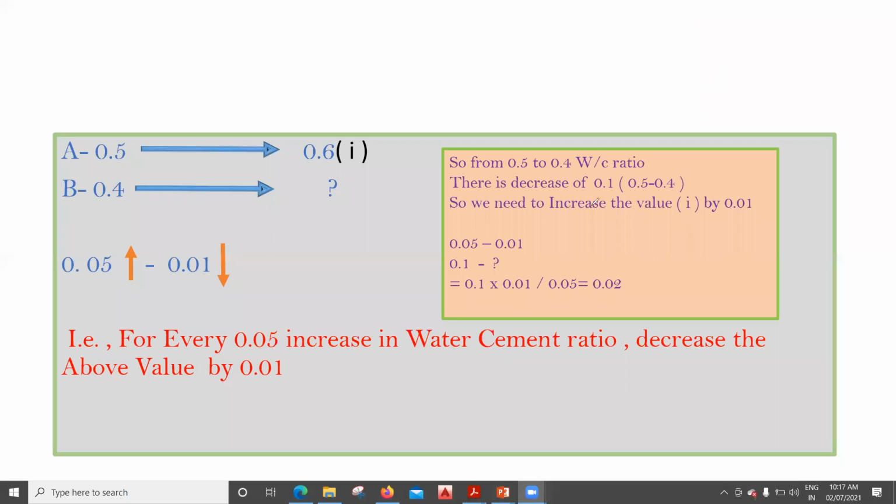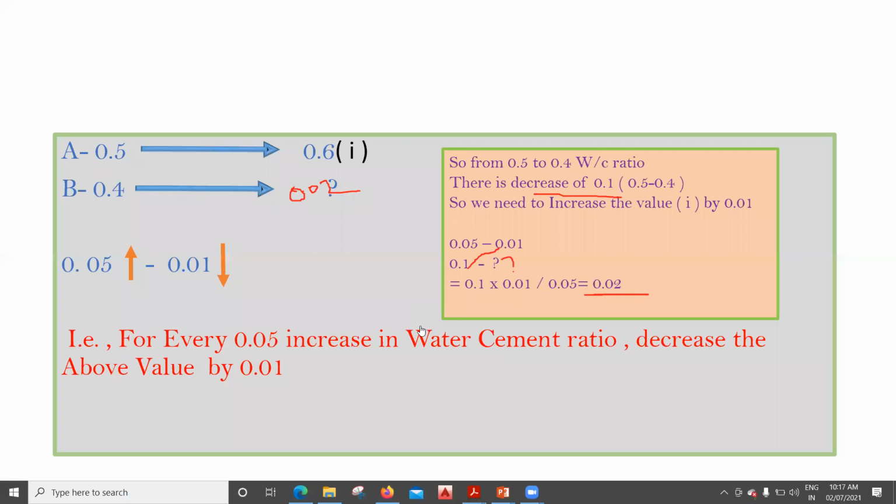Now we need to increase the value by 0.01. So for 0.05 you have to change it by 0.01. Therefore for 0.1, because here there is a decrease of 0.1, how much do you have to do? It's very simple, cross multiply. For 0.1 decrease, 0.1 into 0.01, then you divide this by 0.05. So you are going to get 0.02. That means corresponding to 0.4, this value will come out to be 0.02.